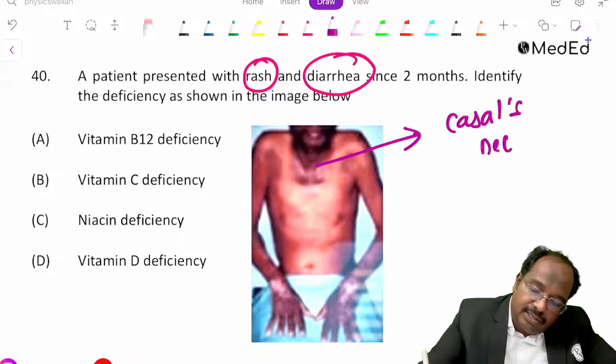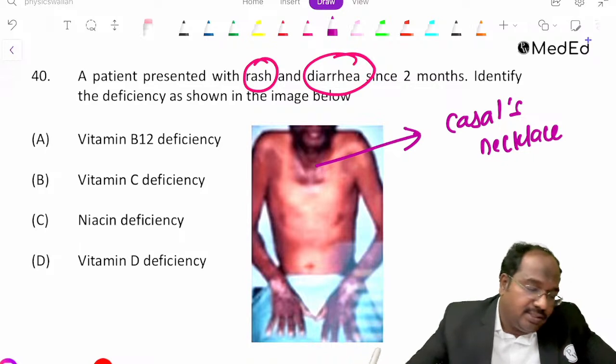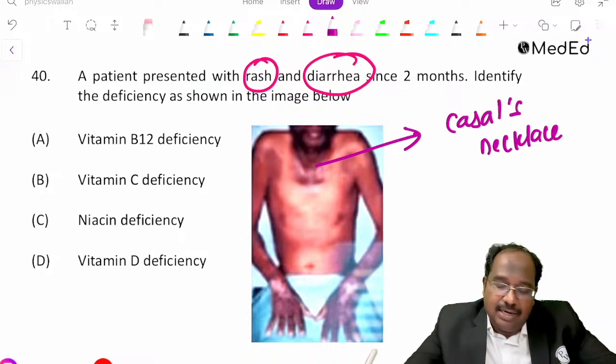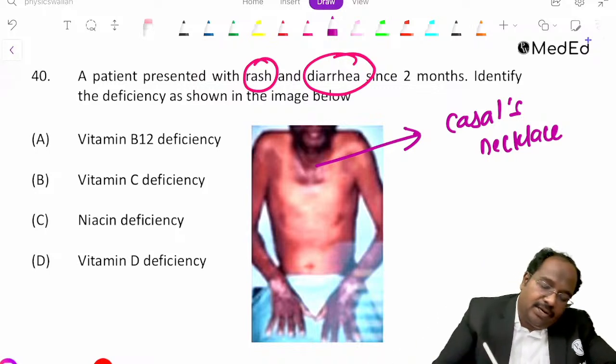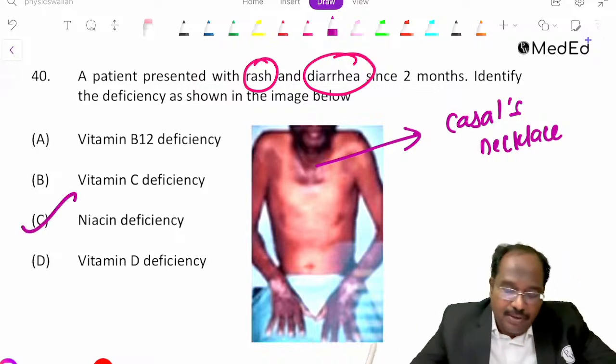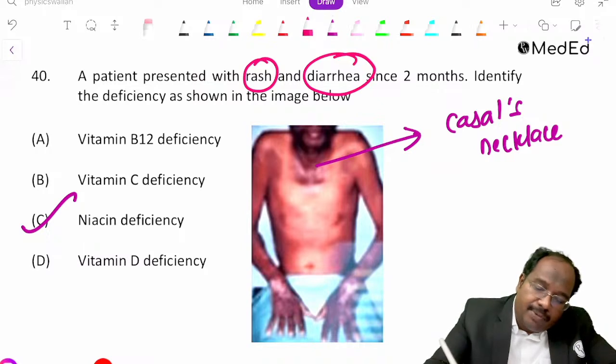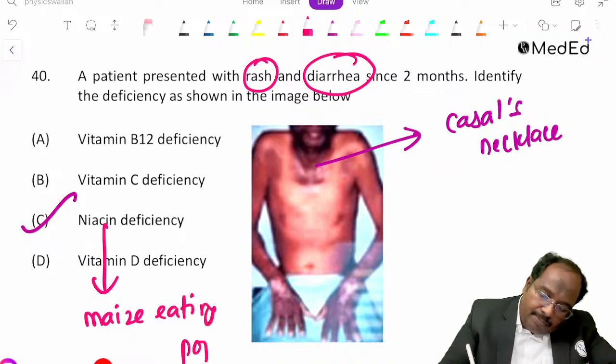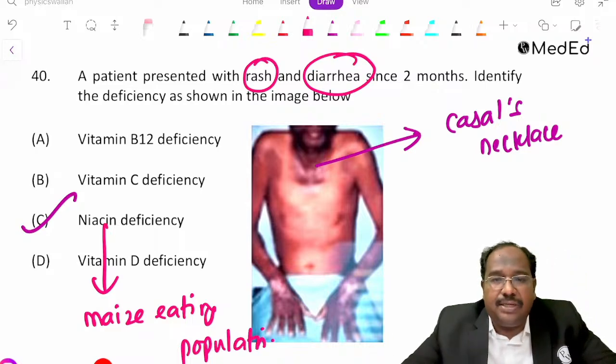What is this? Casal's necklace. This is typical. This is the feature of niacin deficiency. Niacin deficiency is common in maize eating population. It is common, niacin deficiency.